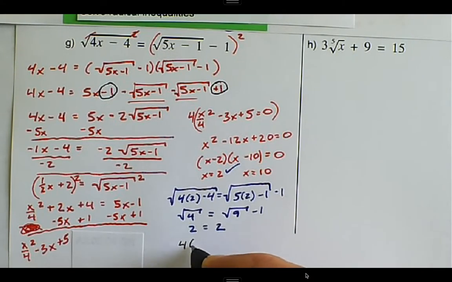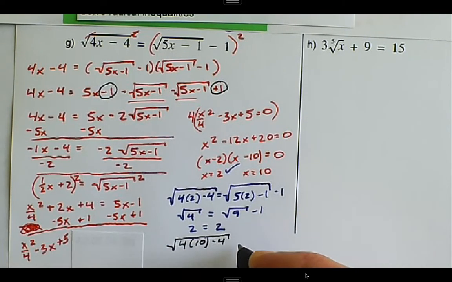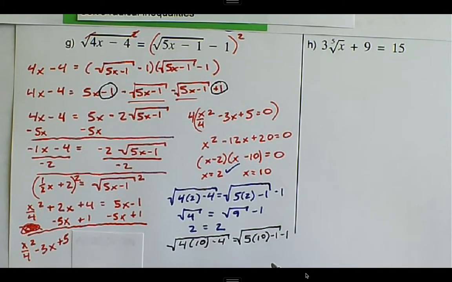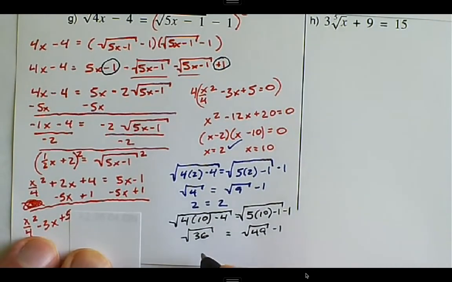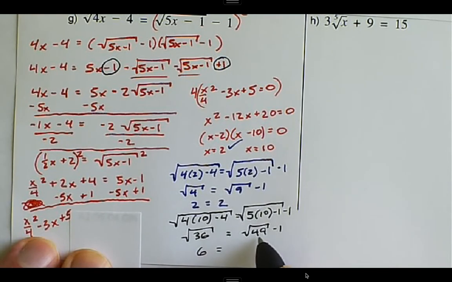So 4 times 10 minus 4 is equal to the square root of 5 times 10 minus 1, minus 1. 40 minus 4 is 36, so we have the square root of 36. And 50 minus 1 is 49, so we get the square root of 49 minus 1. And so we get 6 is equal to the square root of 49, which is 7, minus 1 is 6. So that works as well. So both of those are solutions to the equation.